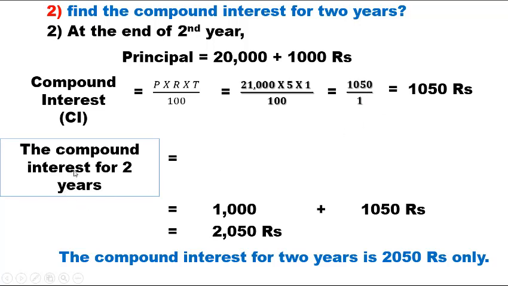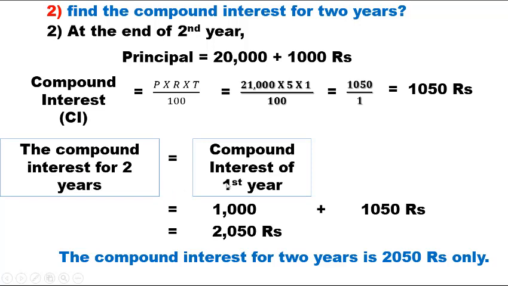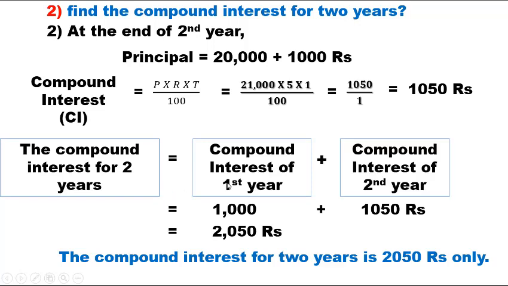Compound interest for the 2 years is equal to the compound interest of the first year plus the compound interest of the second year, which is equal to 1000 plus 1050, which is equal to 2050 rupees. The compound interest for the 2 years is 2050 rupees only.